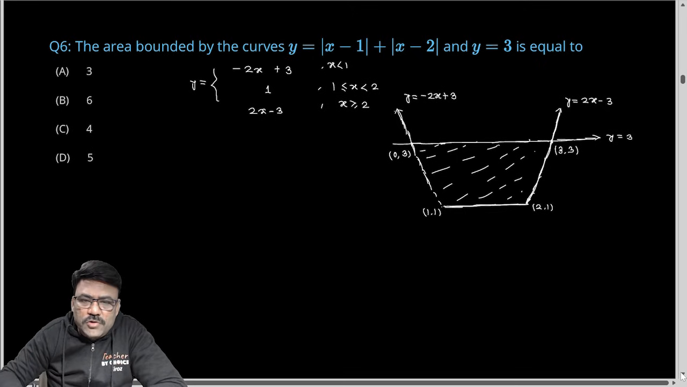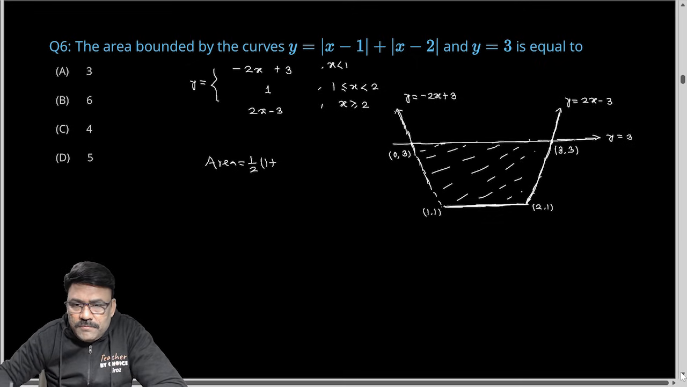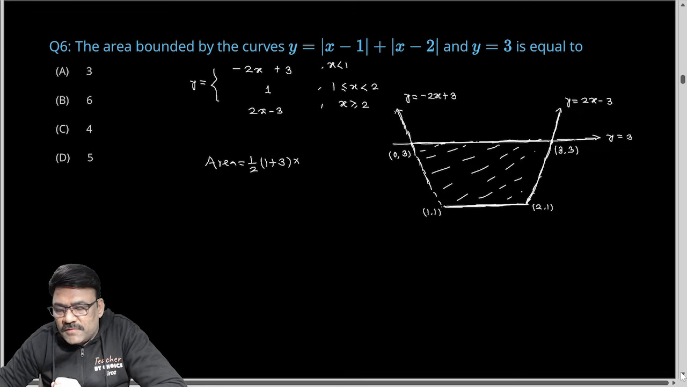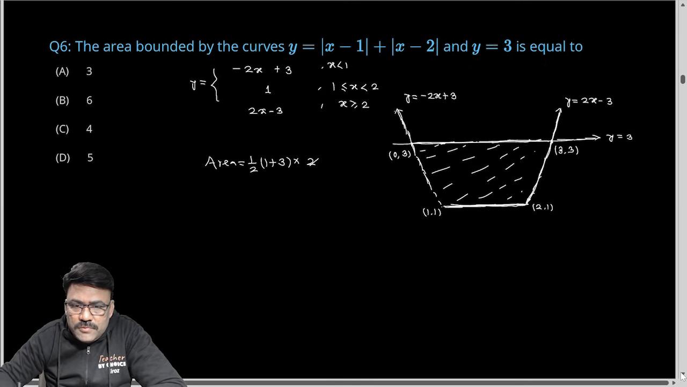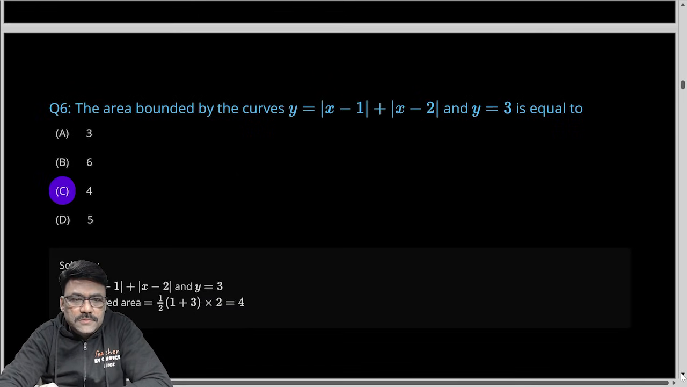So this area will be what? Area of trapezium is half sum of parallel sides. So this side is 1, this side 0, 3 to 3, 3 is 3, and the distance between the parallel sides: the lower line is y is equal to 1, the upper line is y is equal to 3. So the distance between the parallel sides is 2. Hence area is 4 here. Option C is the correct option.